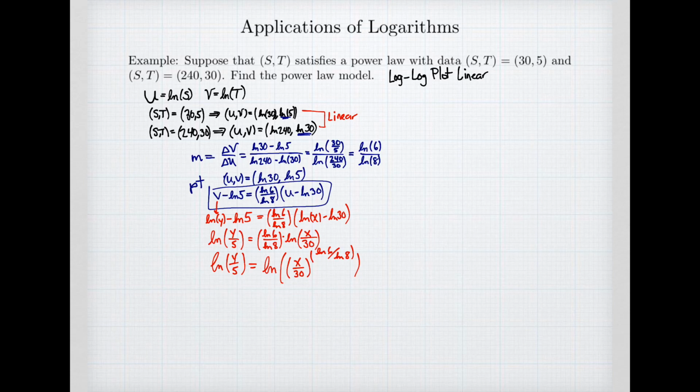Well, notice what I have. I have a logarithm on the left and on the right, and so if I do the inverse equation, I get y over 5 is that base x over 30 to that power natural log 6 over natural log 8. I can solve for y if I multiply by 5, so I get y equals 5 times x over 30 to the natural log 6 over natural log 8 power.